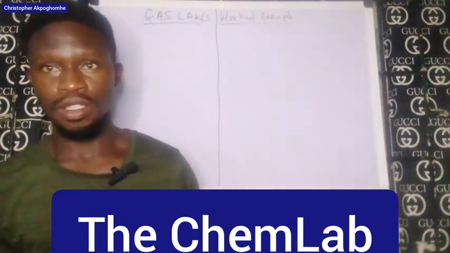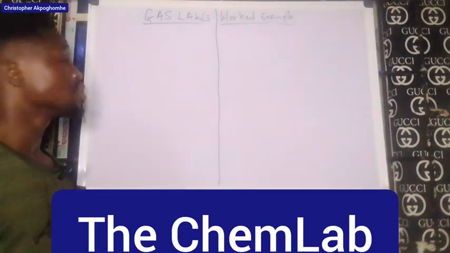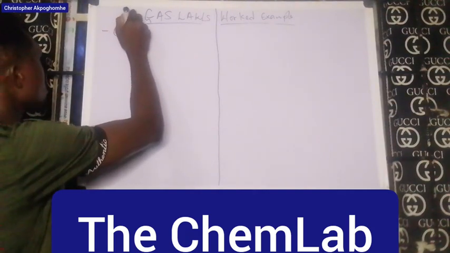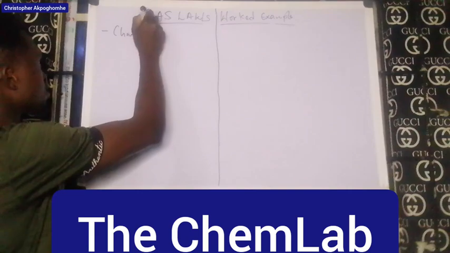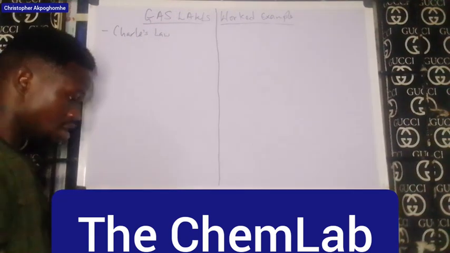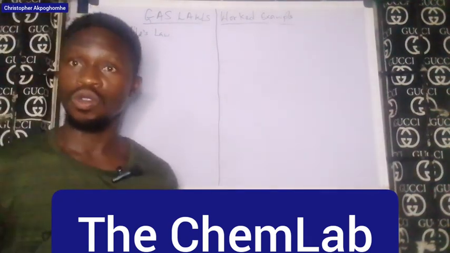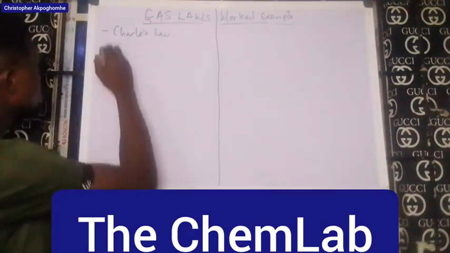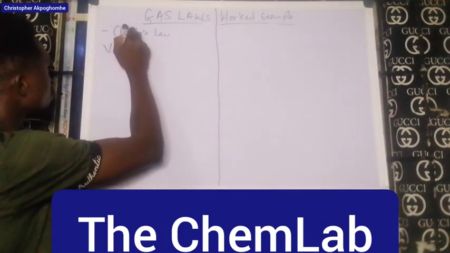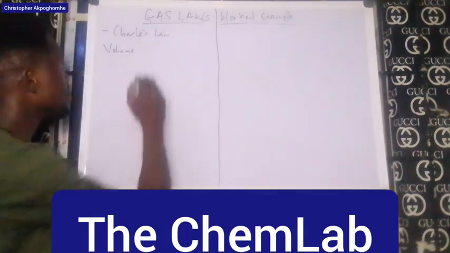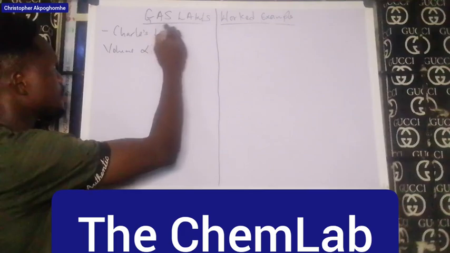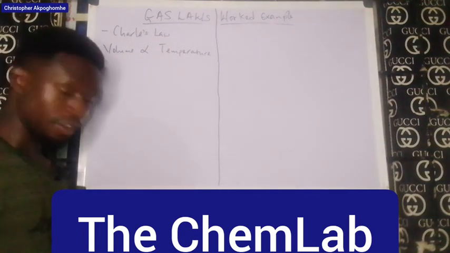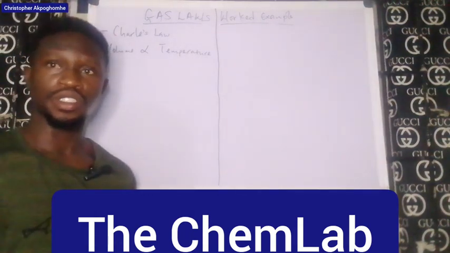Today I'm going to be talking about gas law, and our focus today will be on Charles law. The other time we looked at Boyle's law, so today we're going to be looking at Charles law. Now, Charles law states that the volume of a given mass of gas is directly proportional to its temperature, provided that pressure remains constant.